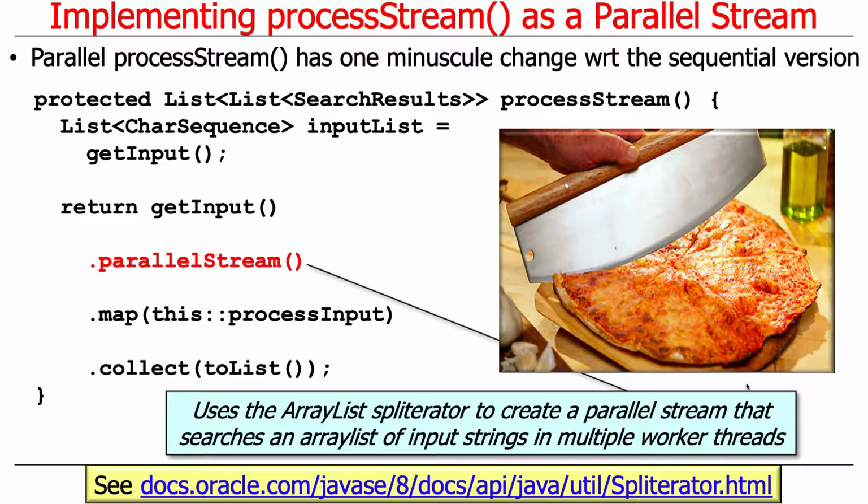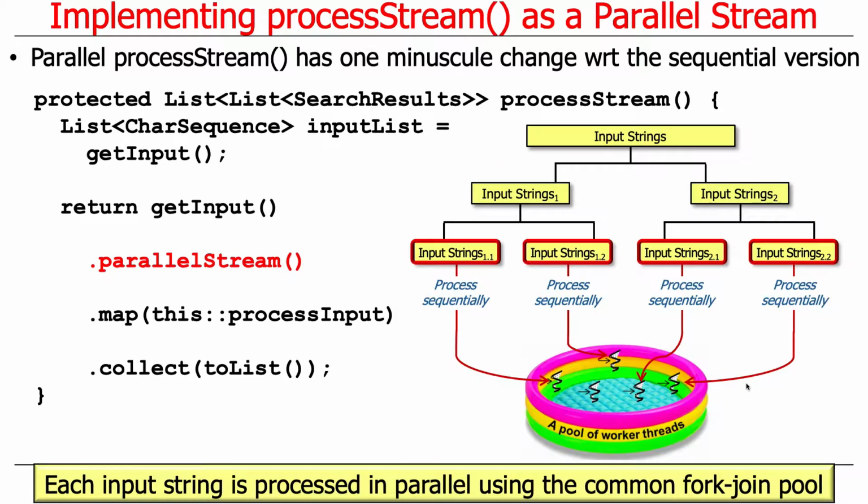It's going to slice it up into chunks. And what's going to happen is these chunks we end up with, and we'll end up really with one chunk for each input string. That's the way it works for an input. That's an array list. And each of those chunks will then be thrown into the common fork join pool. So all those different things will run in parallel, but of course each chunk is processed sequentially in terms of itself, but all of the chunks will run in parallel in that pool. So each input string is processed in parallel using the common fork join pool.